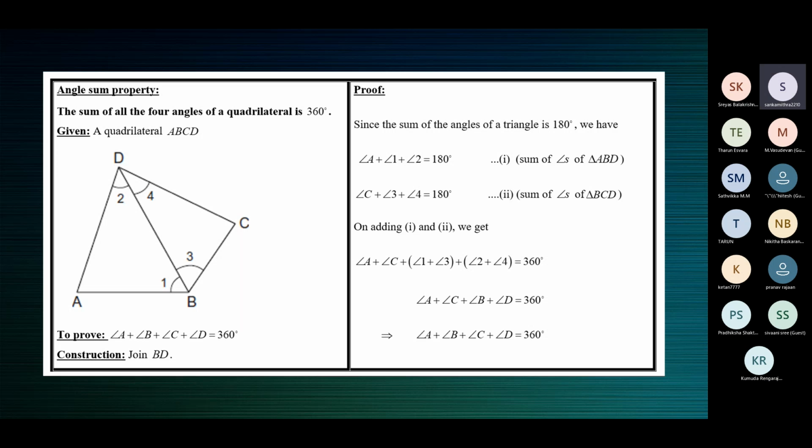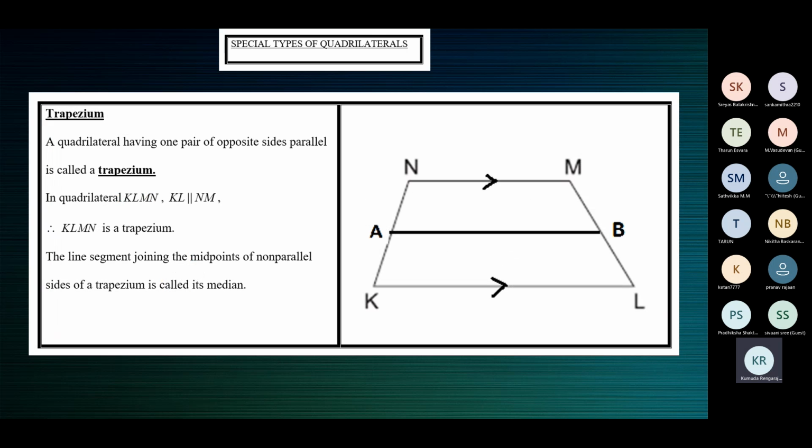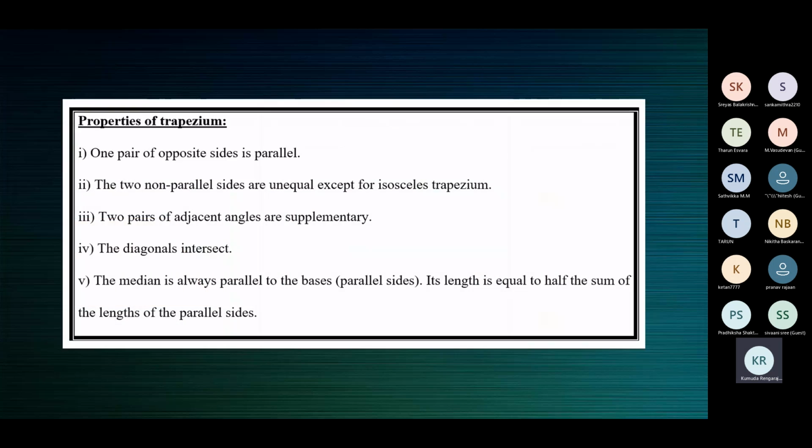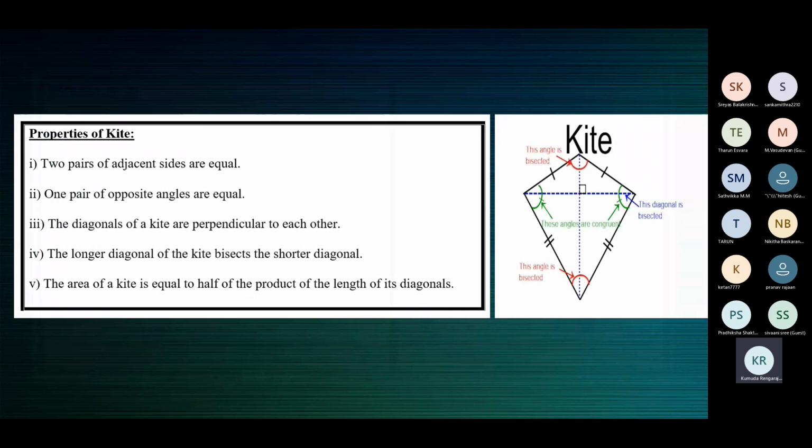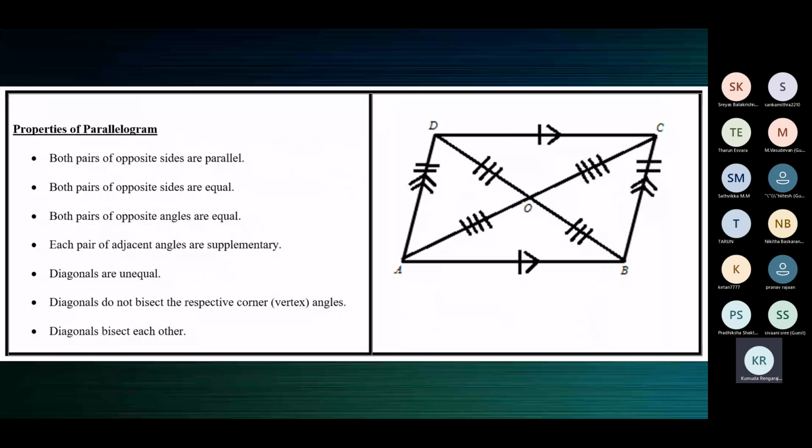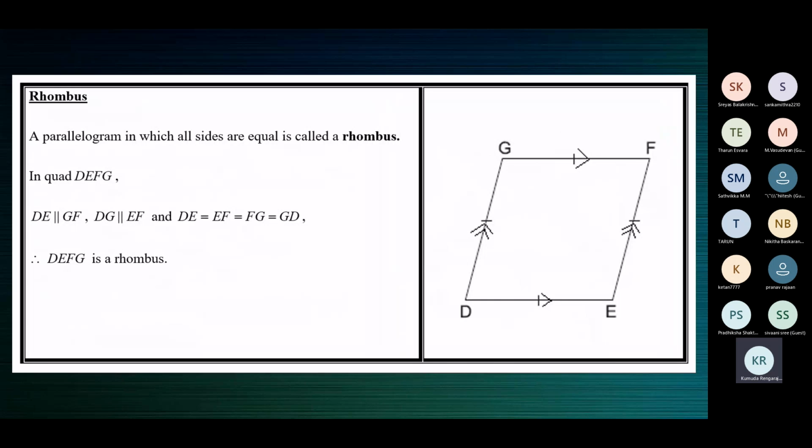In all the four? In all the four, correct. Because we know that the diagonals of a parallelogram bisect each other. And what are the definitions of the other quadrilaterals? A rhombus is a parallelogram. See the definition. We saw this yesterday.